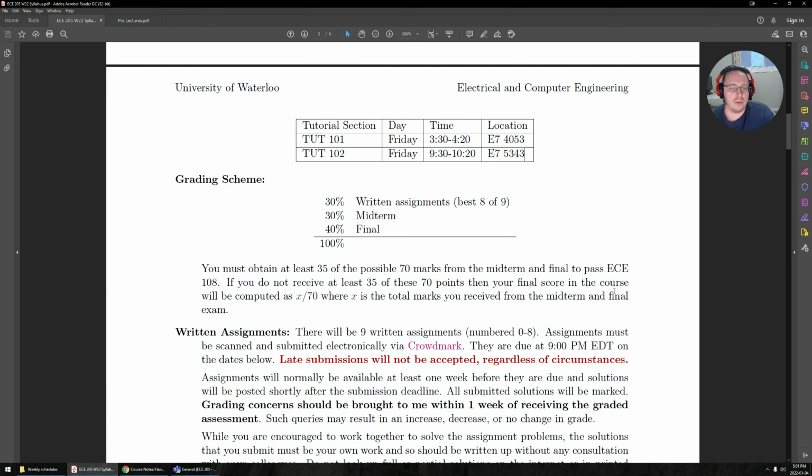Okay, so the marking scheme for this course. 30% written assignments, 30% midterm, 40% final. For written assignments, we're going to have 9 written assignments, and we'll take the best 8 out of 9. In addition, we have this clause here. I need to fix that typo. This here should be ECE 205, and that will be updated in the version you get. But you need to get at least 35% out of these 70 percentage points between the midterm and final to pass the course. If you get less than 35 out of the 70, your mark will be x divided by 70, where x is the percentage points that you get between the midterm and the final.